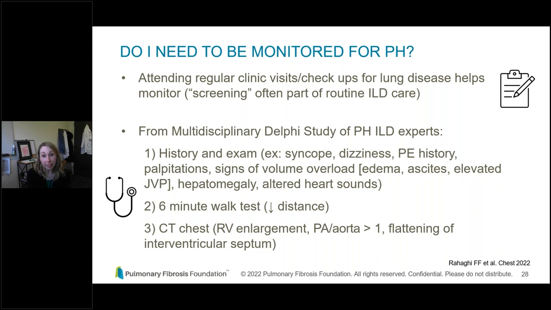So on history, any fainting, dizziness, blood clot history, if someone starts having swelling in their legs or ascites, which is swelling in the abdomen. We will sometimes look at your neck vein, your jugular venous pressure, because when there's backup of fluid and pressure on the right side of your heart, we can see that vein go up as well. It's almost like a dipstick. On the 6-minute walk test, if the distance drops off. On chest CT scan, whenever we do that to look at the interstitial lung disease, we're also looking at how the right heart looks, how the pulmonary artery looks.